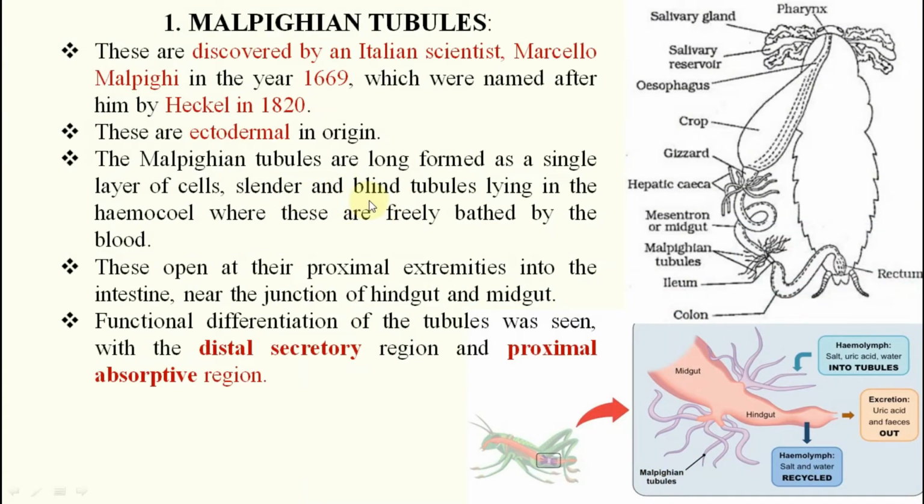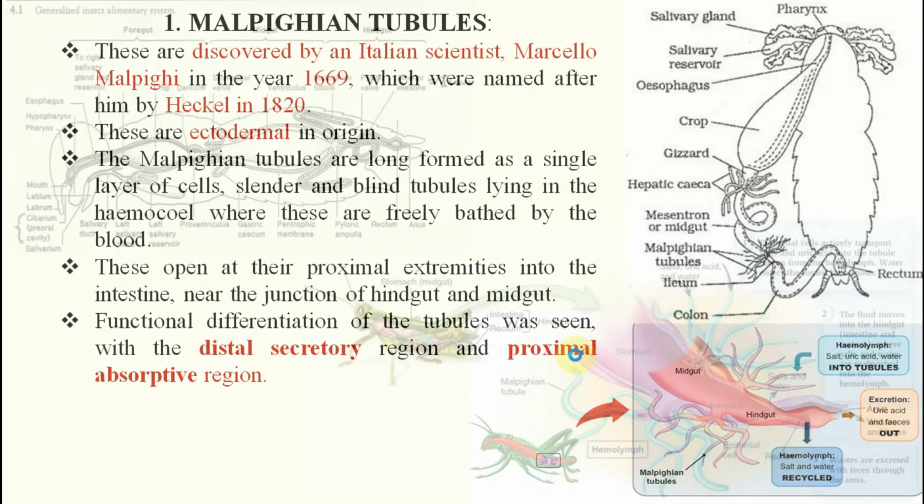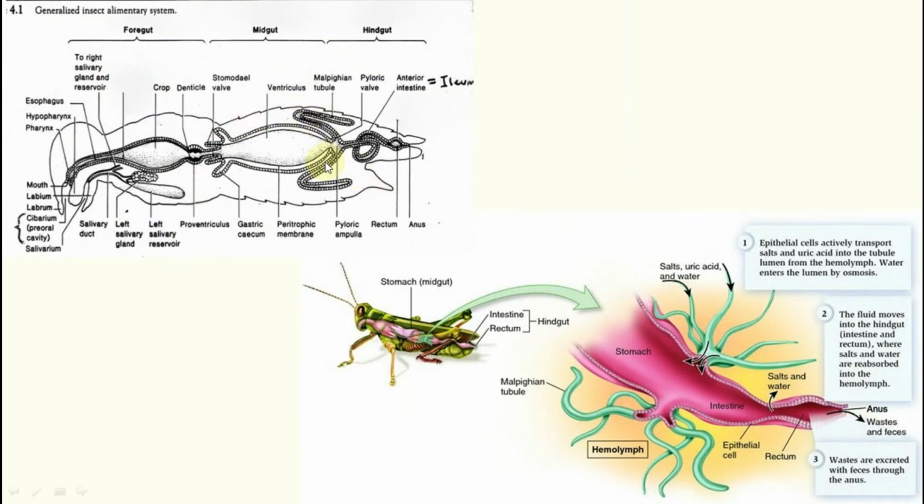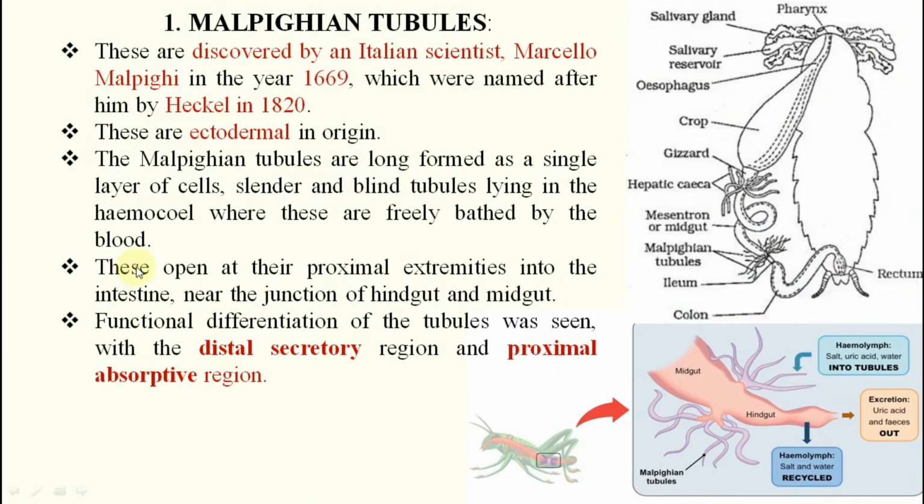You see slender and blind tubes lying in the hemocoel, in the body cavity. In this picture you can see in the body cavity a Malpighian tubule is there. Here a pair of Malpighian tubules is there, but it will be more.